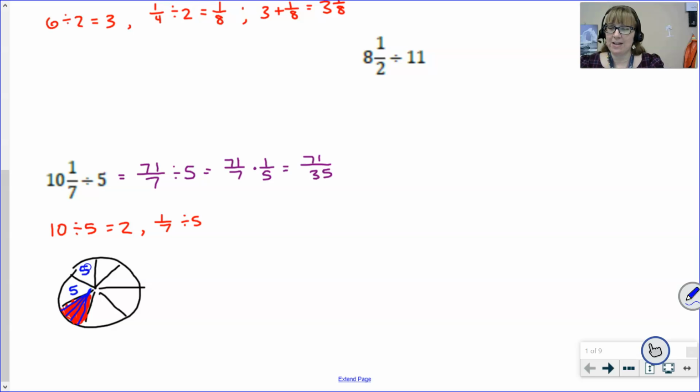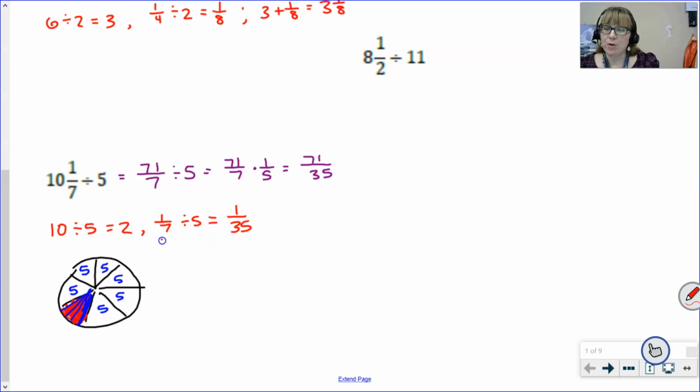This piece was cut into 5, this was cut into 5, this was cut into 5, and so on. And so if that whole entire pie was cut like this, that would be 5, 10, 15, 20, 25, 30, 35 total slices, and we're looking at just one of those slices. So that 1/7 divided by 5, that's how I get 1/35.